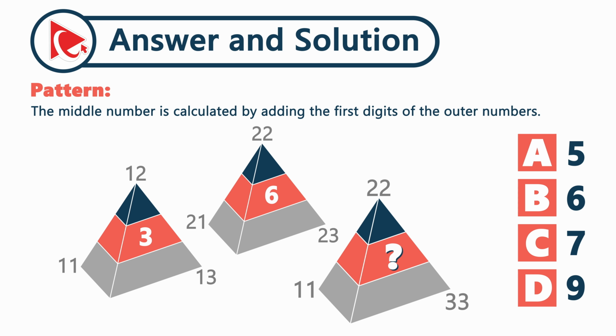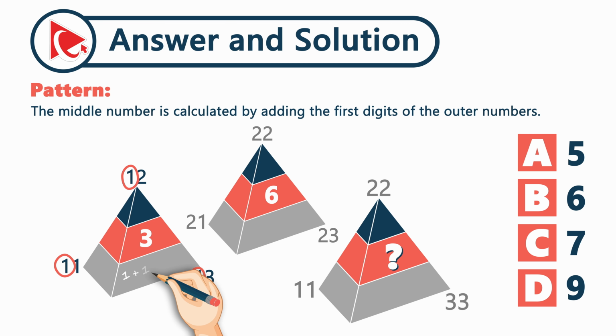Let's take a close look at the first pyramid. It has outside numbers 11, 12, and 13, and the first digit in 11 is 1. First digit in 12 is also 1. And the same one is the first digit in 13. 1 plus 1 plus 1 equals 3. This is how the middle number was calculated by adding the first digit of outer numbers.